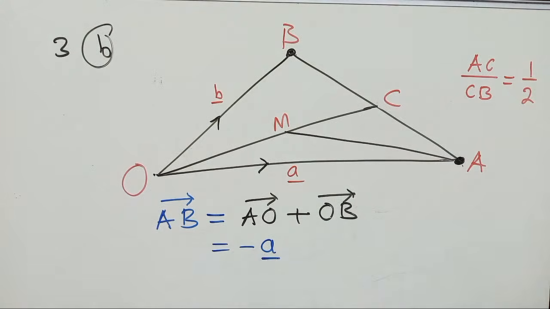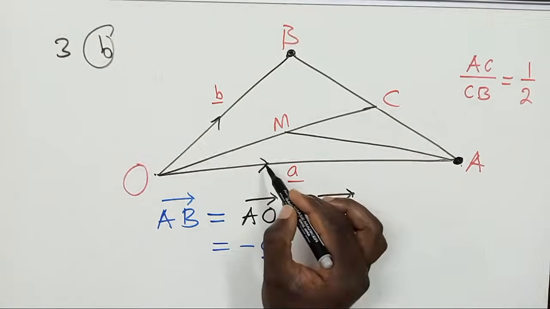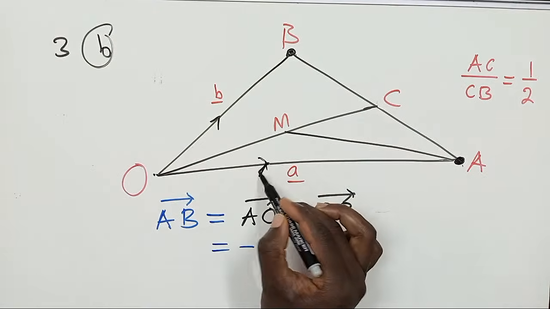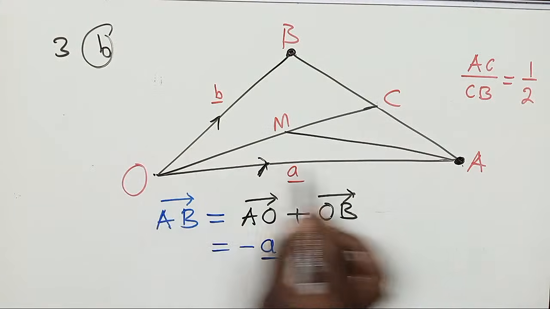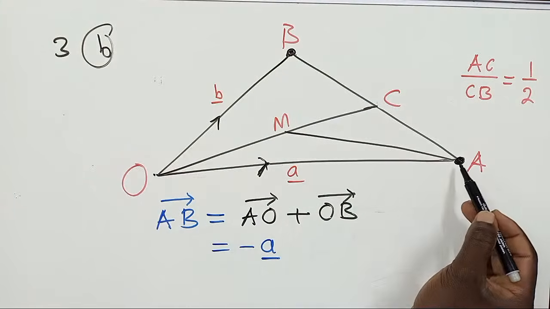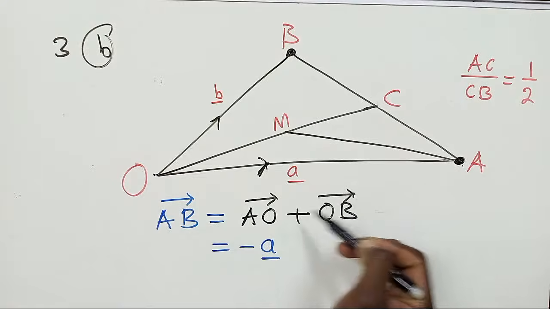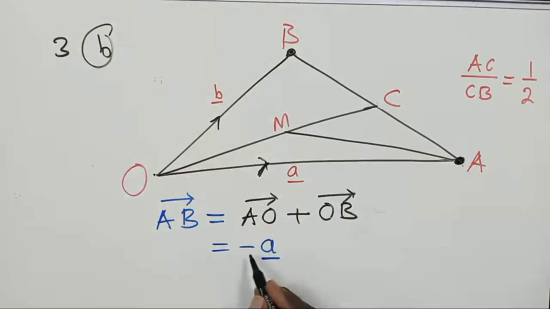but I've put a negative A. What matters is this arrow. If you're able to see the arrow, where is the arrow pointing? I'm coming from A to O, but the arrow is pointing from O to A. So it's the opposite direction. To show that this is the opposite direction, I need to put a negative because I'm moving in the opposite direction.